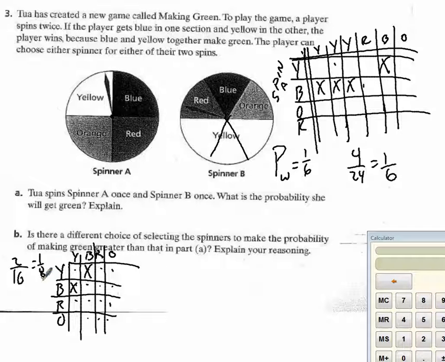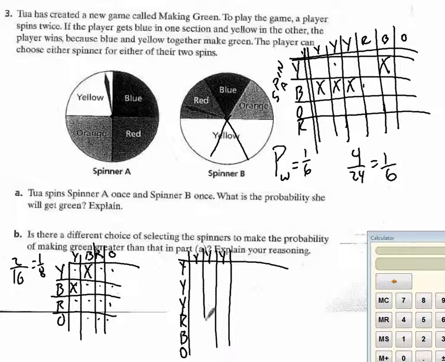So then I could try spinner B twice, right? So let's try spinner B twice. So we have essentially 6 sections. We have yellow, yellow, yellow, red, blue, and orange. And again, we have yellow, yellow, yellow, orange, blue, red.